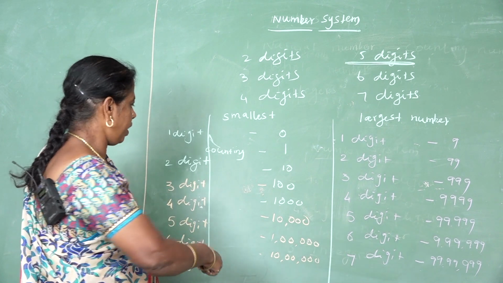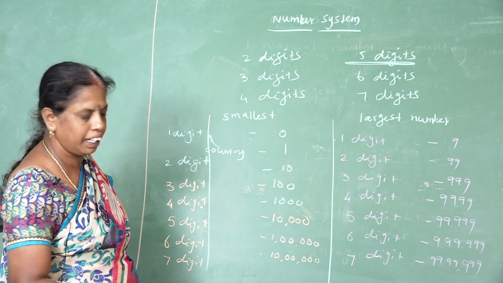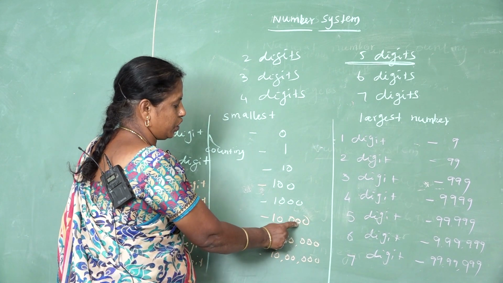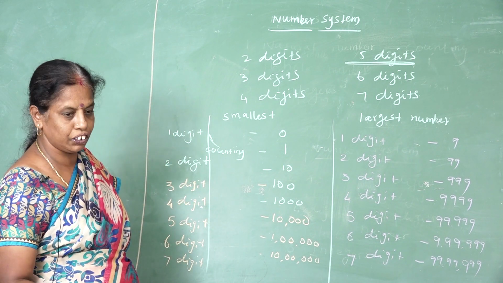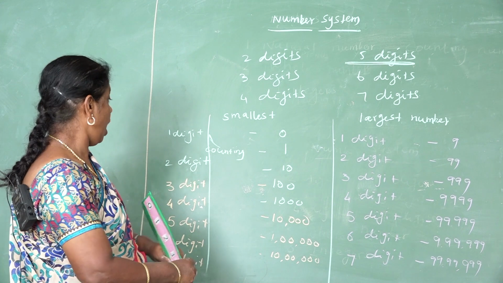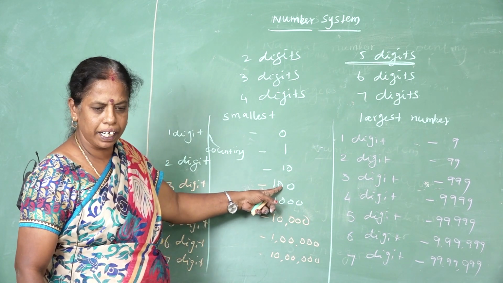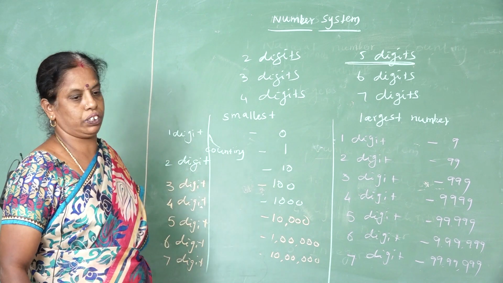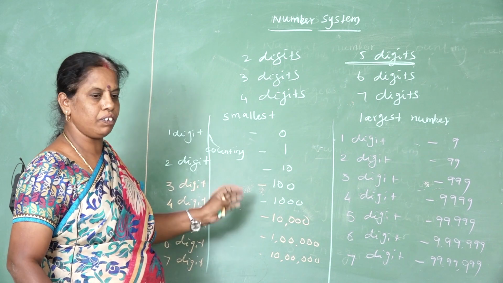Well, next one. How many zeros are in 10,000? Come on, you count it. 1, 2, 3, 4. 4 zeros. Very good. Next, how many zeros are in 100? Come on, say, boys, how many zeros? 2 zeros.